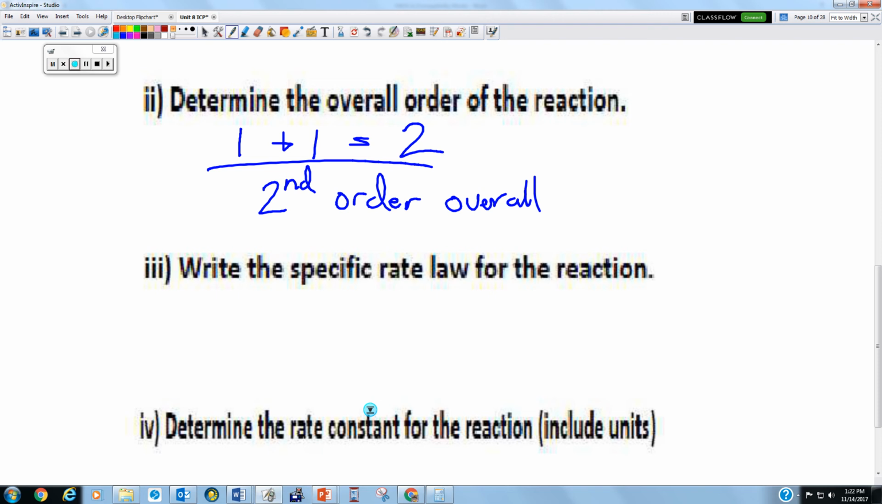So I said first order with respect to NO2. That means that because of the concentration of NO2, it has an exponent of 1. That's just a statement that you're going to say. Second order with respect to F2 or whatever. All right. We'll do one more that has that. All right, so write the specific rate law.